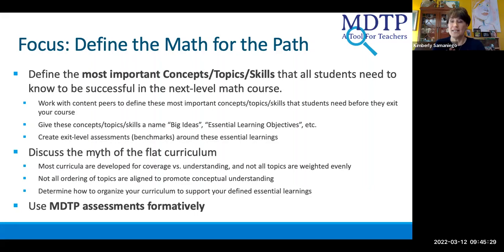Maybe you're an Algebra 1 teacher sending your students to geometry, then you need to be in the room together talking about that. We make decisions together. This is what we're going to be doing.